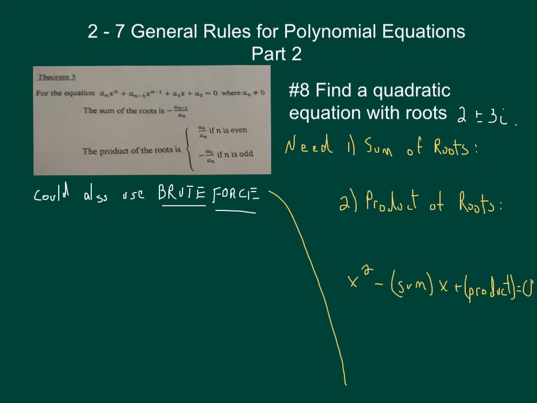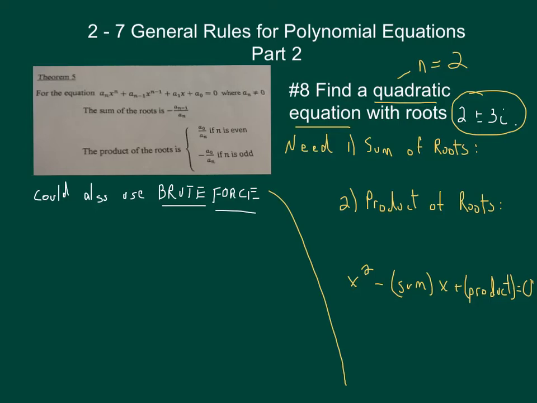All right, we're ready for part 2, section 7. We're gonna jump right into example 8, which relates to example 7 at the end of the last video. This time, find a quadratic equation. Quadratic, so again, that means n equals 2, that's our degree, with roots 2 plus or minus 3i.